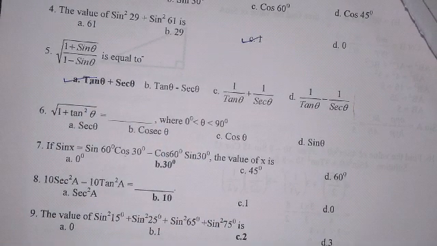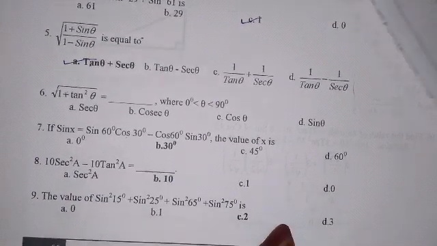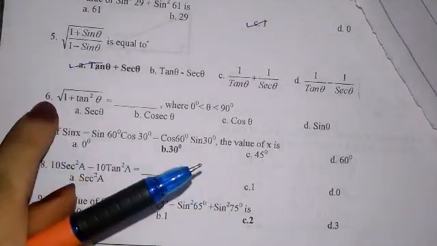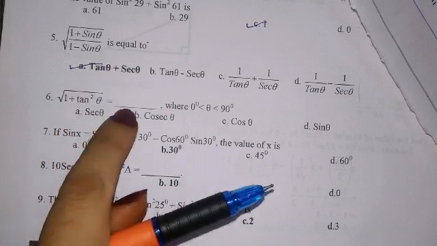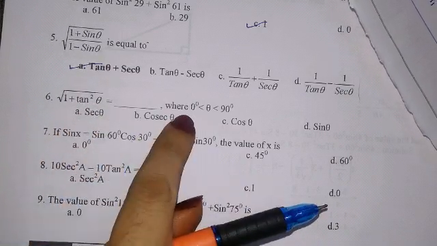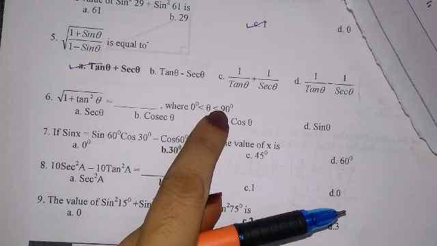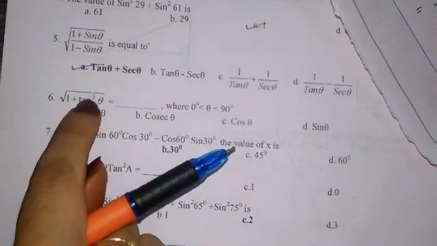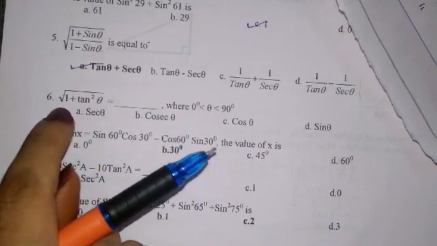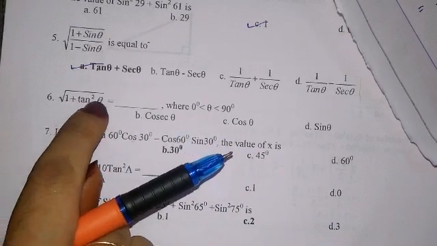Now let us see the next question. Sixth one: root of 1 plus tan square theta is equal to dash, where theta is less than 90. This they have given just to confuse you people. Here we have to find this. What is the answer for this? Root of 1 plus tan square theta.